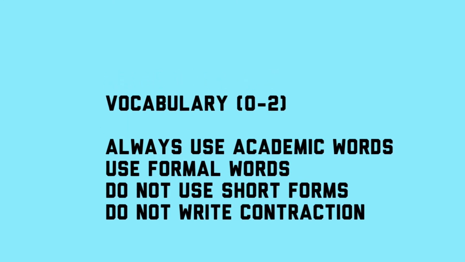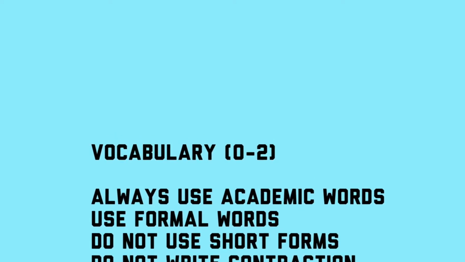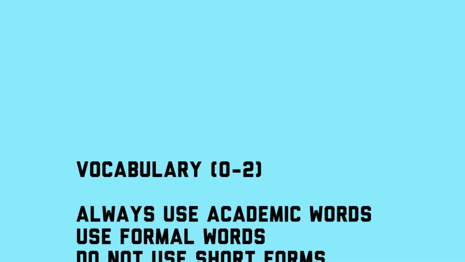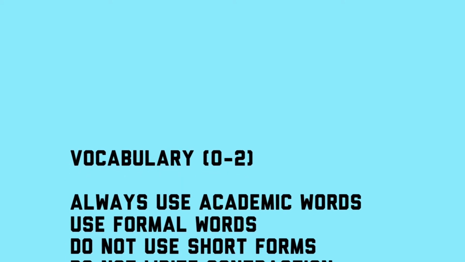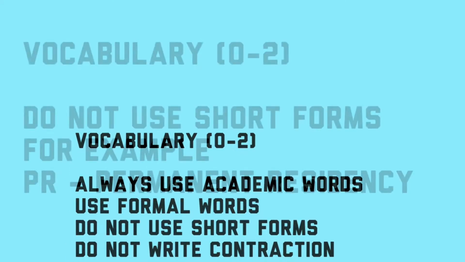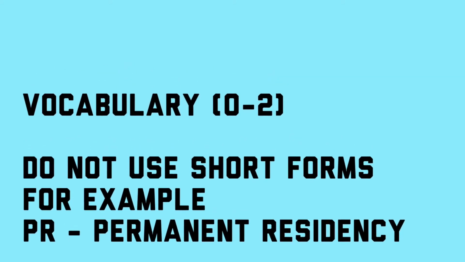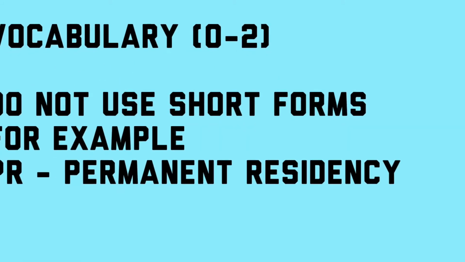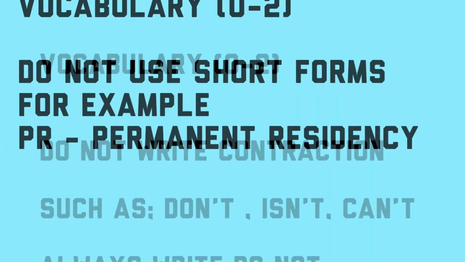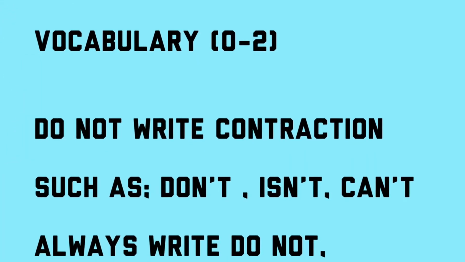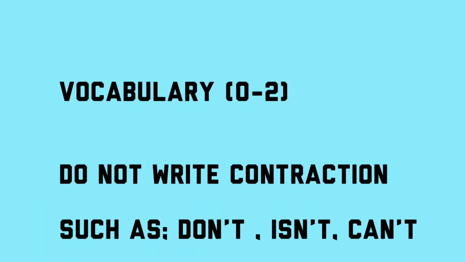The fourth one is vocabulary. To obtain full marks in this, you have to use academic words, you have to use formal words, and you cannot use short forms and contractions. Short forms such as PR for permanent residency are not allowed, and contractions such as don't, isn't, can't are not allowed. You have to write do not, is not, and cannot.